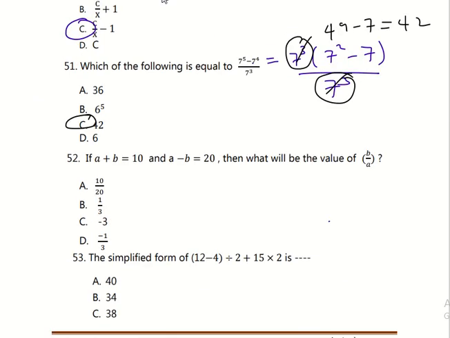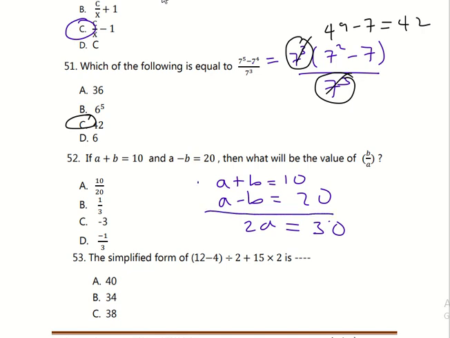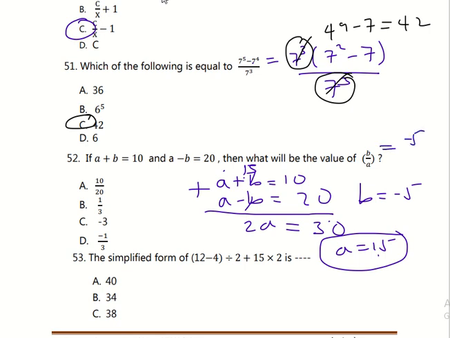a plus b is 10, a minus b is 20. Then what will be the value of b over a? Okay, that means a plus b equals 10 and a minus b equals 20. Adding vertically cancels the b, the elimination method, so 2a is equal to 30. So what's a? 15. If a is 15, what must b be? b must be negative 5. So I know a, I know b. I'm asked for b over a, that means negative 5 over 15. When I simplify, negative 1 over 3. So the answer should be D.